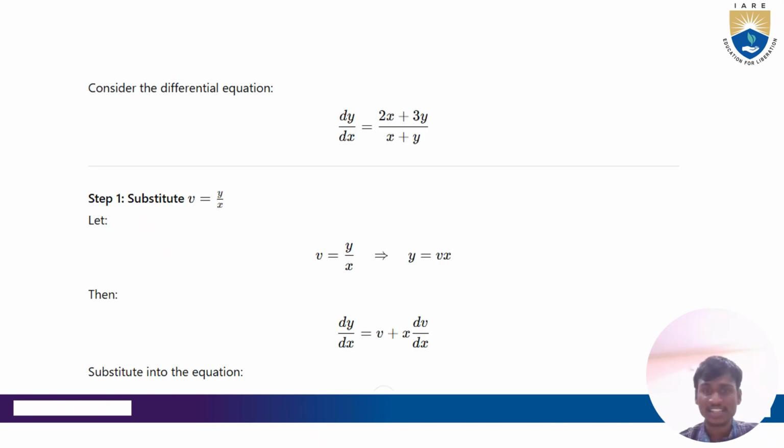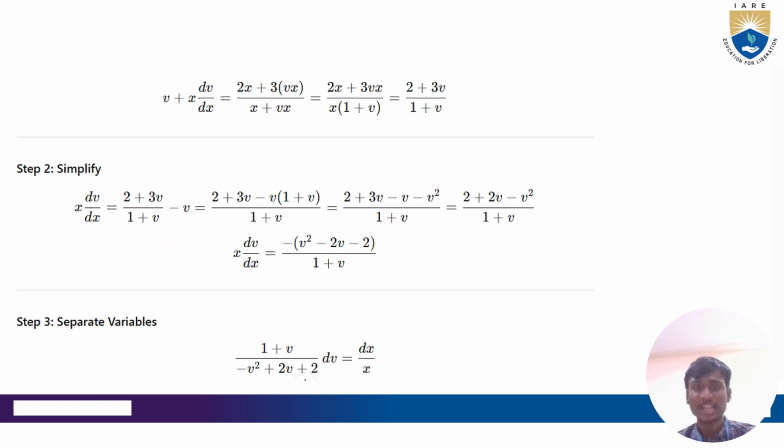Now let us solve another example. We see that dy by dx is equal to 2x plus 3y by x plus y. Now substitute v is equal to y by x, so y is equal to vx, and dy by dx is equal to v plus x into dv by dx. Substituting, v plus x dv by dx is equal to 2x plus 3vx by x plus vx, which is 2 plus 3v by 1 plus v. Now we get x into dv by dx is equal to 2 plus 3v by 1 plus v minus v.